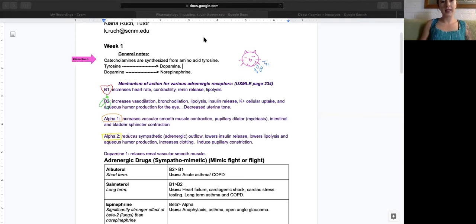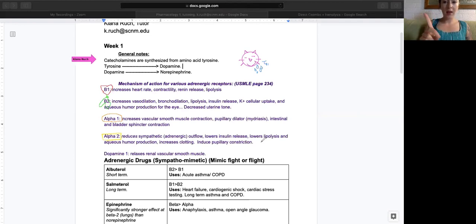It's going to decrease aqueous humor production from the eye. It's going to increase clotting and platelet adherence, and also will induce pupillary constriction, which is meiosis. I didn't type that, but you should probably write it. It's meiosis. Alpha 2, meiosis.